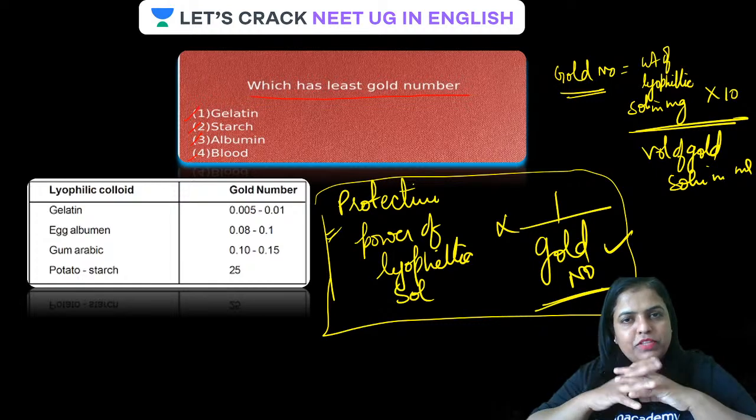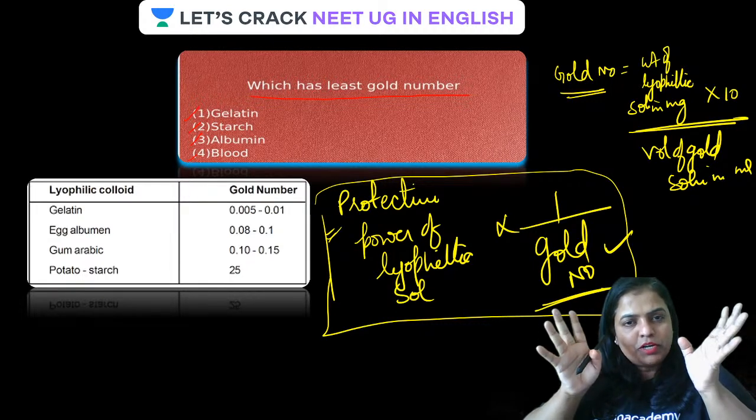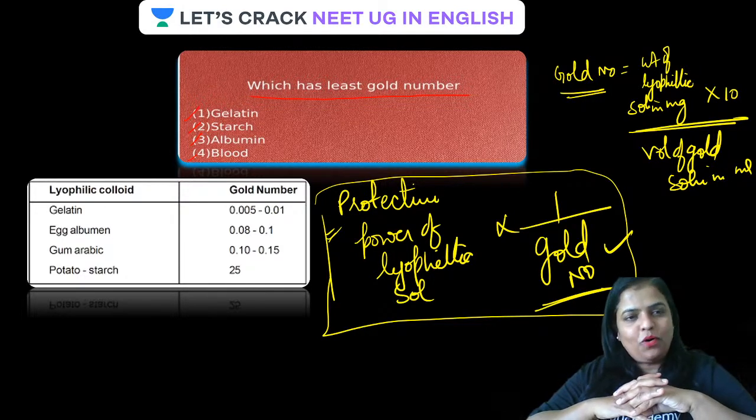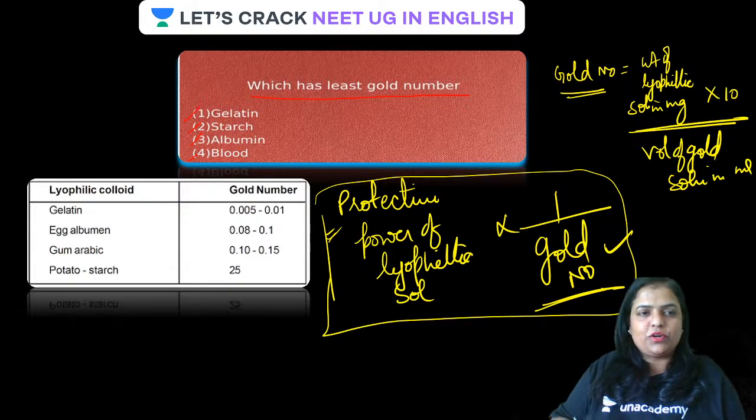What is the meaning of this, guys? The protective power of a lyophilic salt is best if the gold number is least. All clear, guys? Let us have a chart over here.